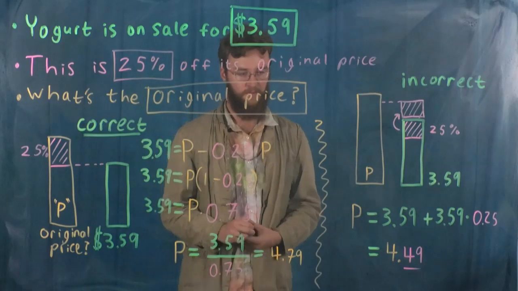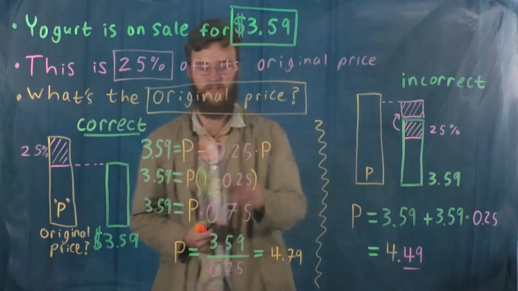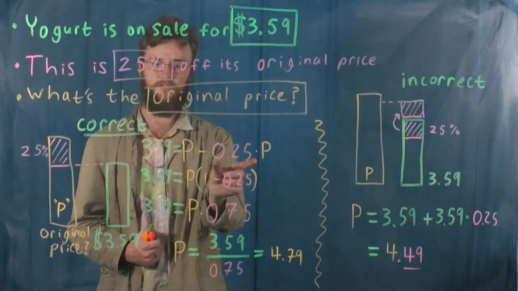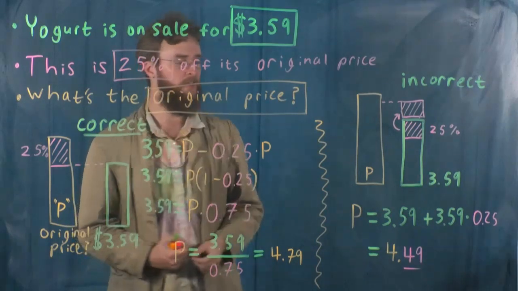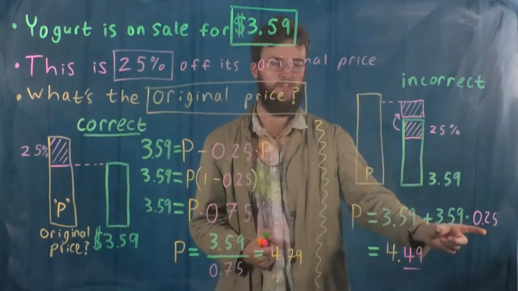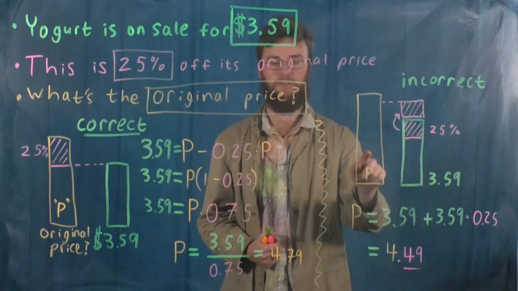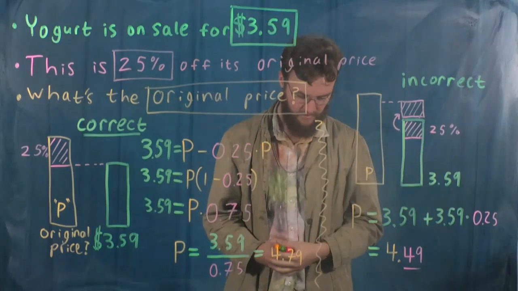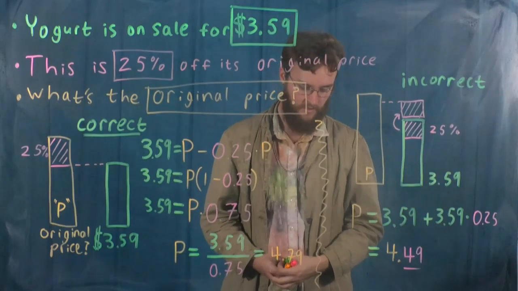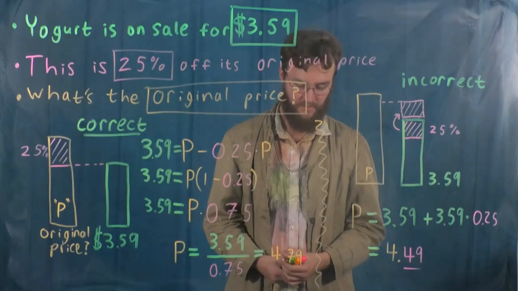Now, what a lot of people will do is, instead of subtracting 25% of the original price to get the new one, they'll add 25% of the new price to get the original. And that's just not how discounting something works.